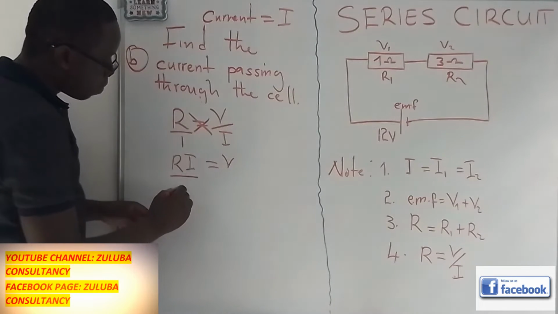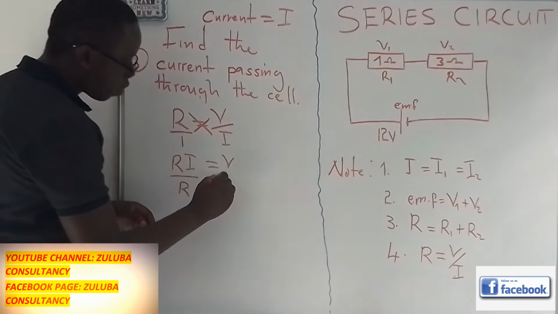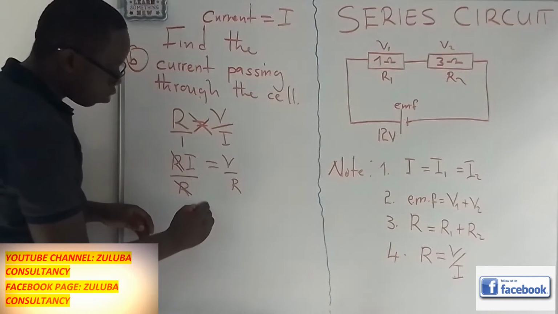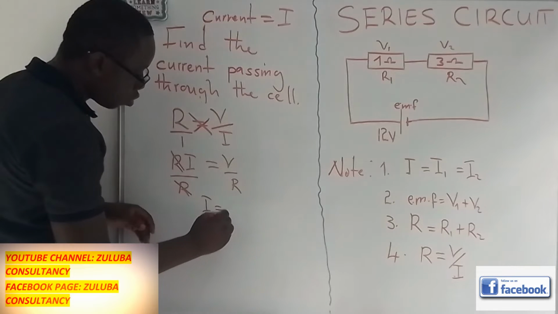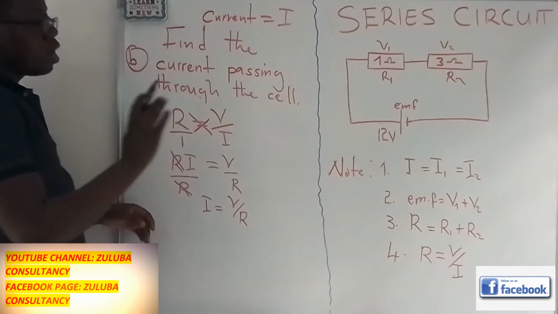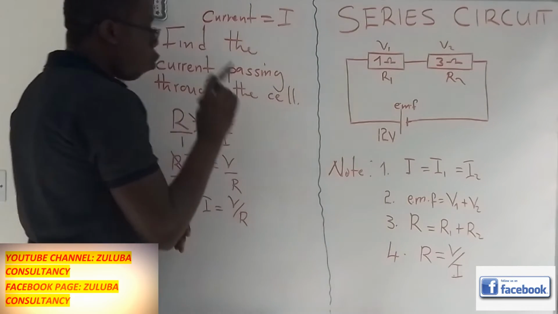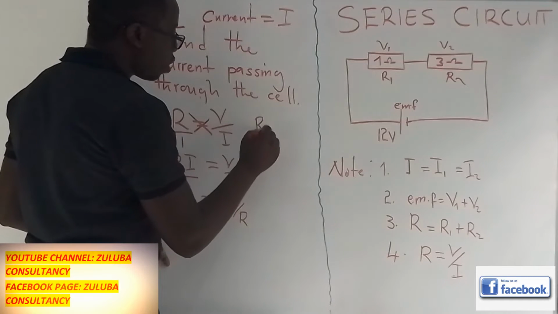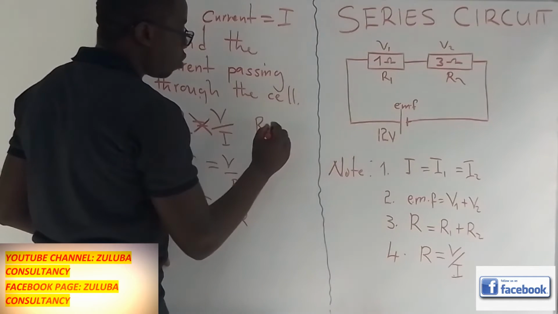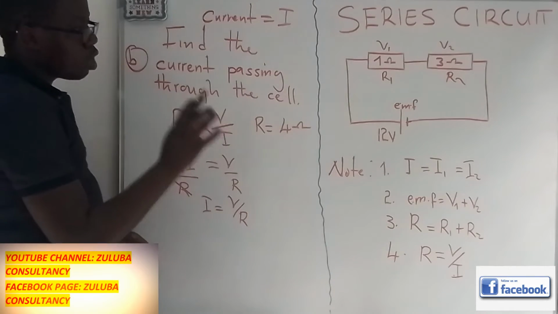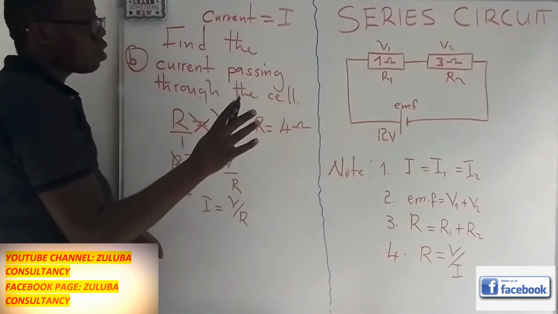Then you divide by resistance, you divide by resistance. So these two will simplify, then we'll have current is equal to voltage divided by resistance. Now, the first question, we calculated the total resistance, and it helped us to know that the total resistance in this series circuit is 4 ohms.